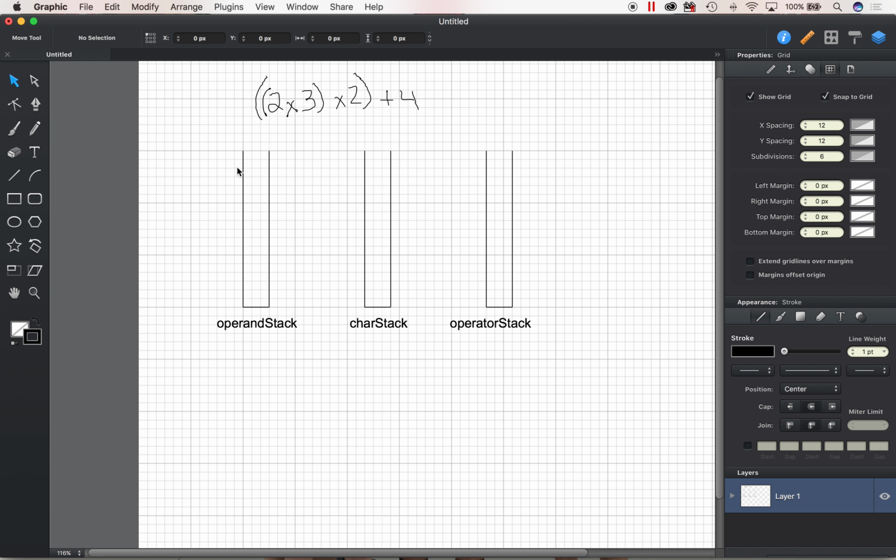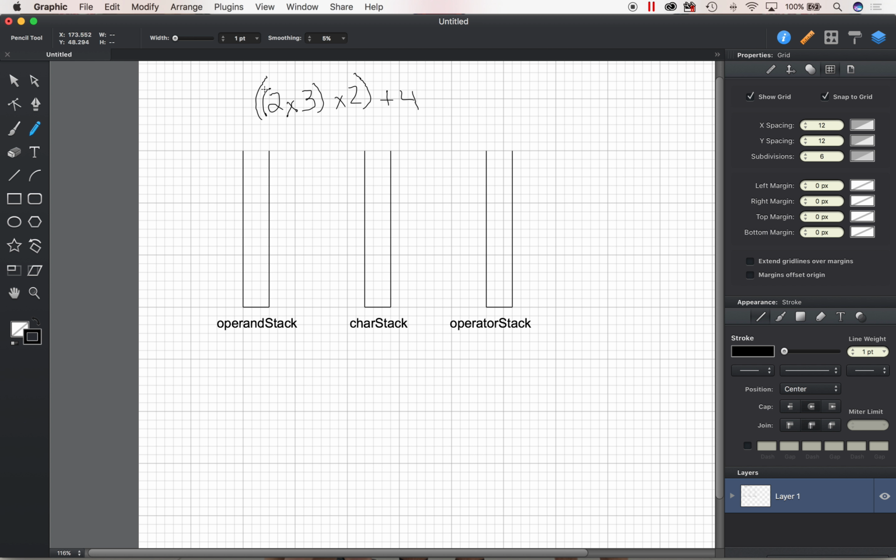What I'm trying to do is to explain the usage of stacks in terms of solving an arithmetic problem like this. We will push all operands onto this stack, all parentheses onto this stack, all operators onto this stack. And the rule is that every time we come to a closing parens, we must pop from the character stack and then perform the arithmetic operation that's on the operands and operator stack.